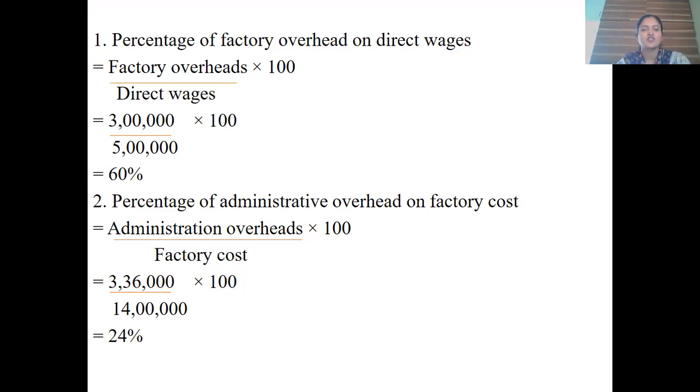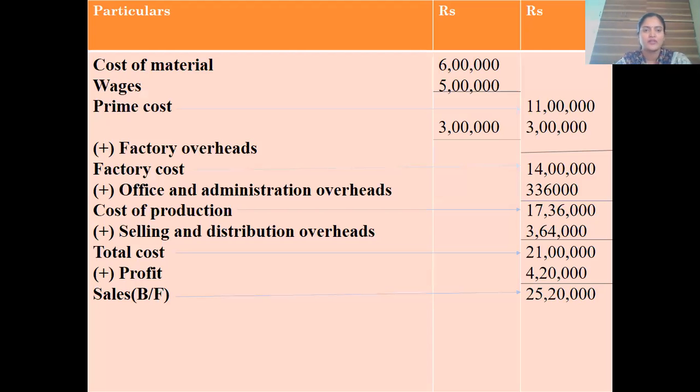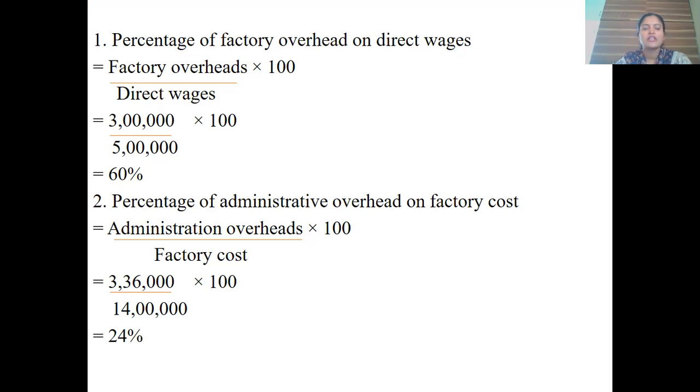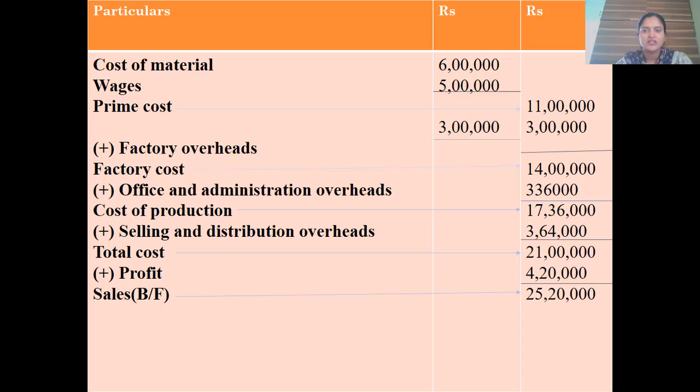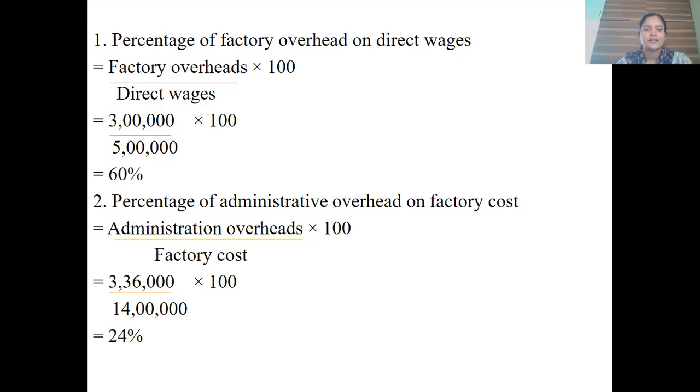And next is percentage of administrative overheads on factory cost. So how to calculate this? Administration overheads divided by factory cost into 100. So administration overheads, how much you have calculated, that is already given in the problem, 3,36,000. Take that. And we need to take the factory cost. Factory cost is how much? 14 lakhs. Take that 14 lakhs into 100. So you are going to get the percentage as 24%. With the help of the formula only, you need to calculate the estimated cost sheet.